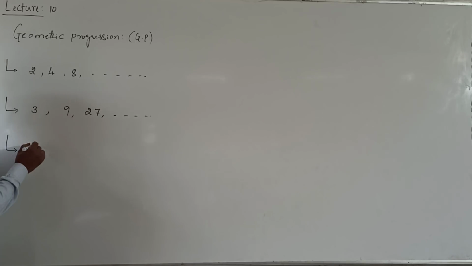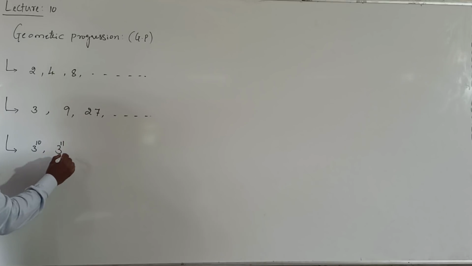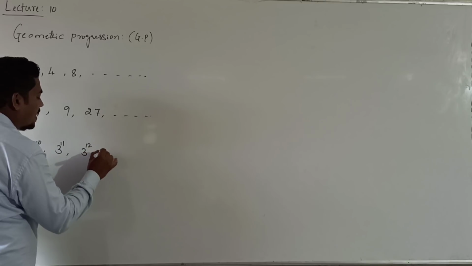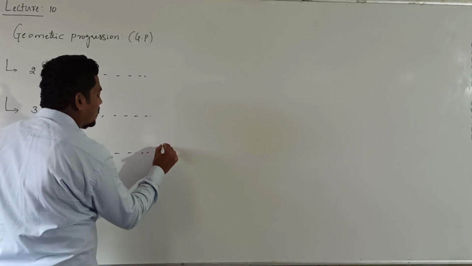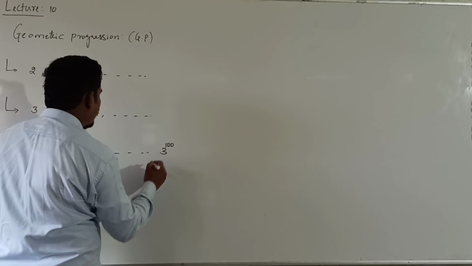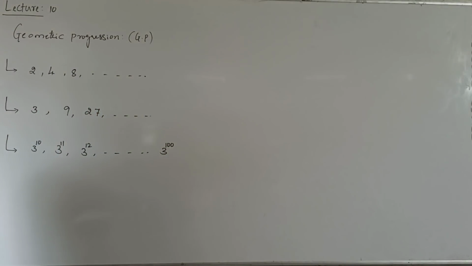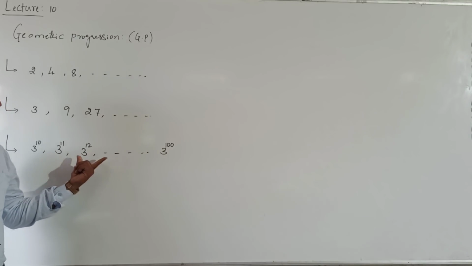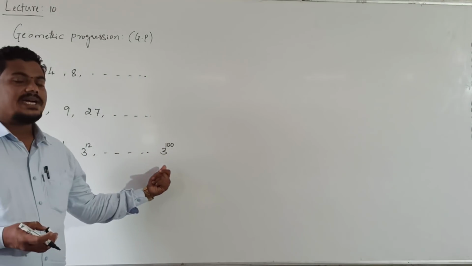Next, 3 power 10, 3 power 11, 3 power 12 and so on. Last term is 3 power 100. It is also a geometric progression.